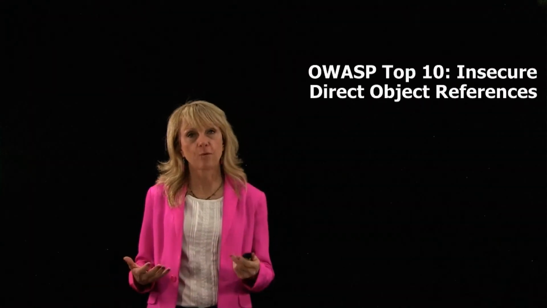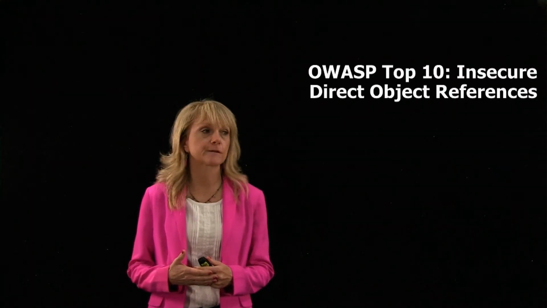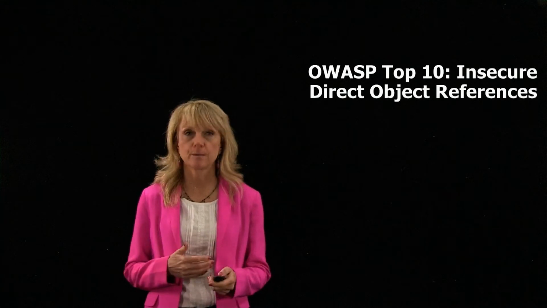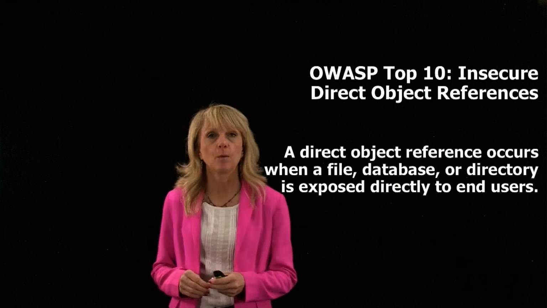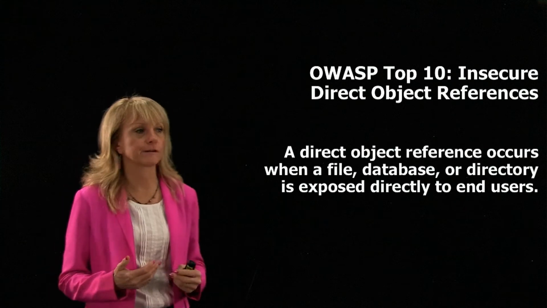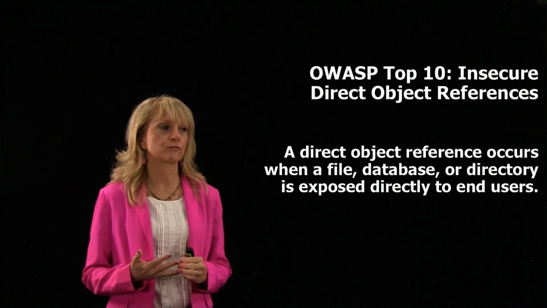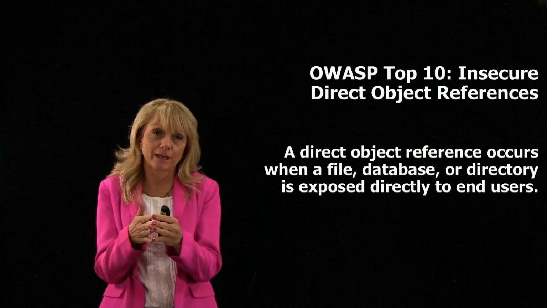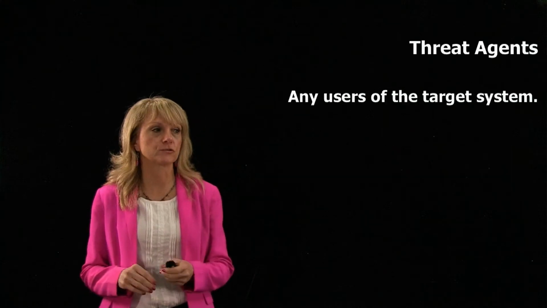Okay, now we'll talk about the fourth of the OWASP top 10. This one is called insecure direct object references. What happens with that? A direct object reference occurs when a file, a database, or directory is exposed directly to end users. So that's when the danger occurs.